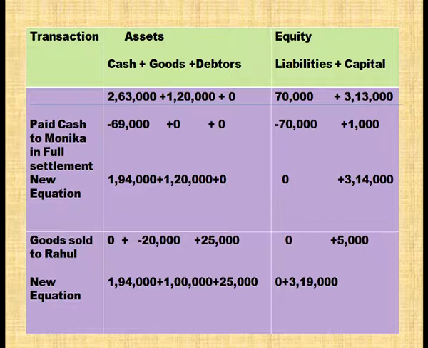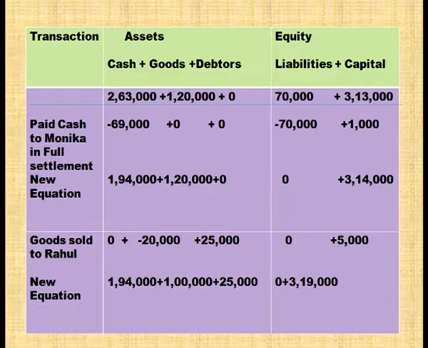Selling price 25,000 minus cost price 20,000. So, 5,000 profit as selling price is more than the cost price. That profit is added with the capital. Then, the new accounting equation should be written after deducting 20,000 from the goods, adding 25,000 to debtors and adding 5,000 to the capital. New accounting equation is like this.